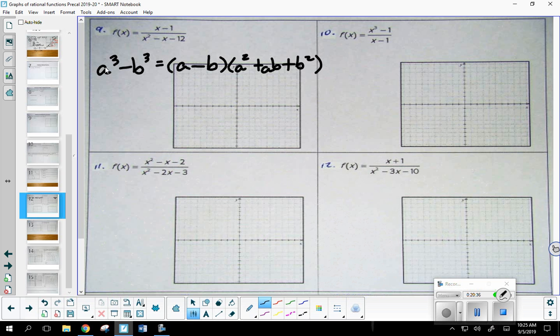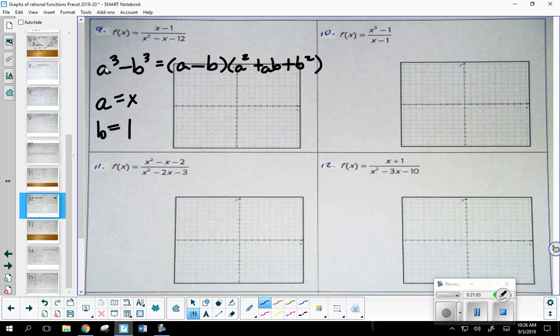Now, in this case, a cubed equals x cubed. So what's the cube root of x cubed? X. So everywhere I have an a, I'm going to replace it with x. What's the cube root of 1? 1. So everywhere I have a b, I'm just going to replace it with 1. That's the nice thing about sum and difference of cubes. If you remember the, don't want to call it a formula, but if you remember the form, it's just substitution.